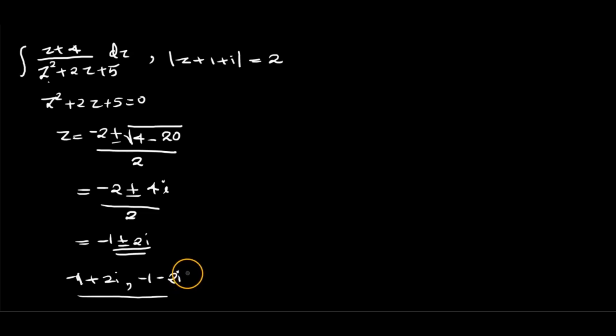In order to find whether these singularities are inside the circle C or outside C, we need to consider the modulus. That means modulus of, first consider, minus 1 plus 2i plus 1 plus I. What is the modulus of this? Minus 1 plus 1 cancel, 2i plus I is 3i. Modulus of 3i is 3 into modulus of I which is 1. So this is 3, which is greater than 2. That means this is outside the circle.